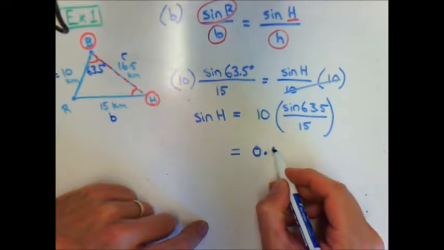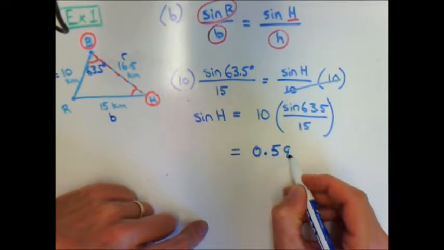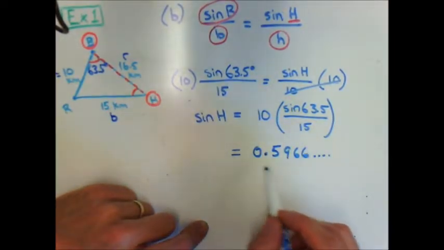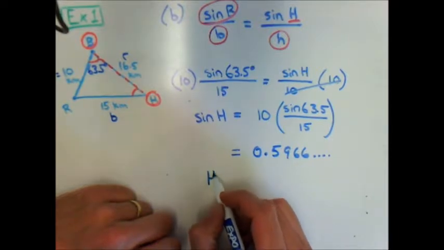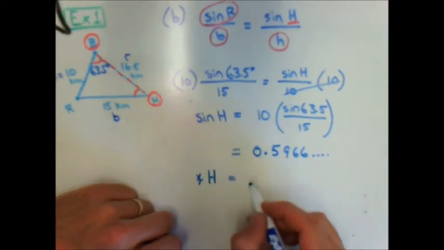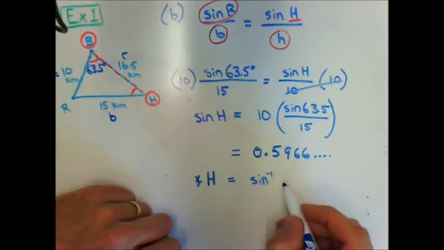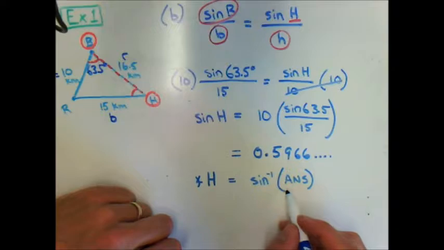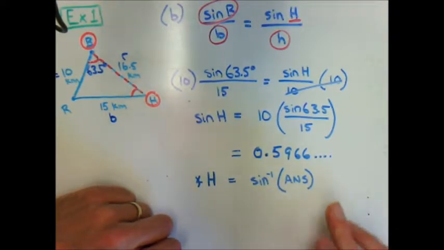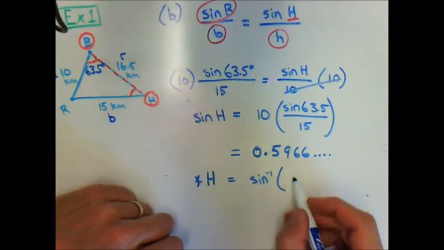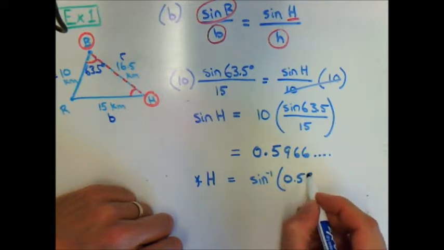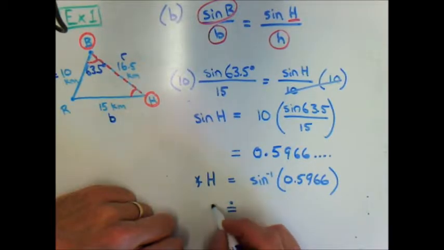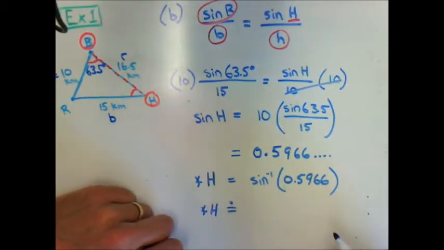This reduces to a decimal of 0.5966, and it carries on. Ideally, you'd be able to store all that information in your calculator. And then to solve for the measure of angle H, we take the inverse sine of both sides. On your calculator, you might just be able to take the inverse sine of answer. Some of your calculators you'll need to punch in 0.5966. And you will get an approximate answer for the measure of angle H.